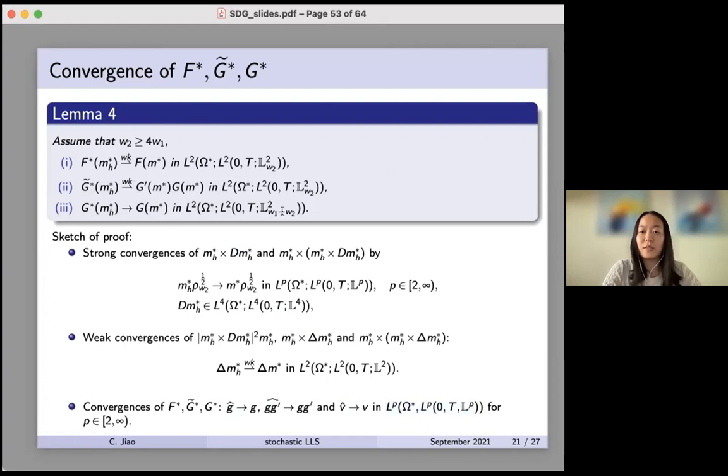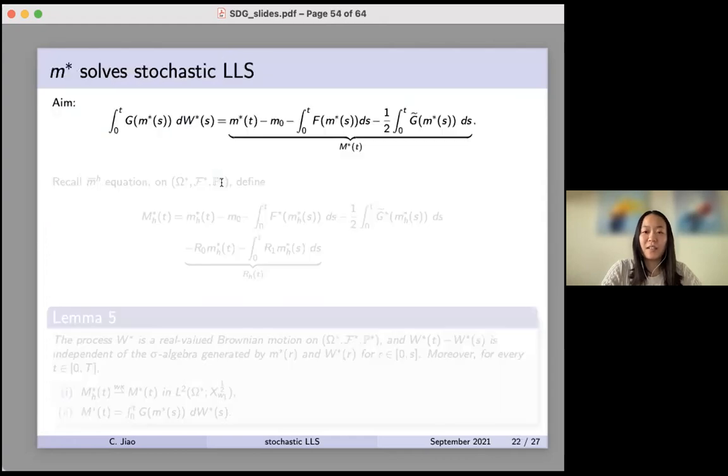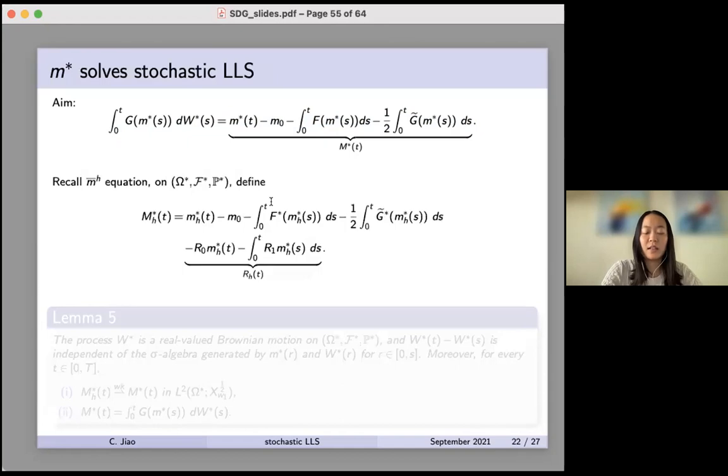With these convergences of the functions, we are not far away from showing the final stochastic LLS equation. So this is our aim. We want to show that the limit process M star satisfies this equation. We can define the right-hand side to be the process capital M star. So it doesn't contain any diffusion terms. We can similarly define an expression capital M H star for the process MH star. This is motivated by the equation of the quadratic interpolation M bar H. So we have remainder terms here.